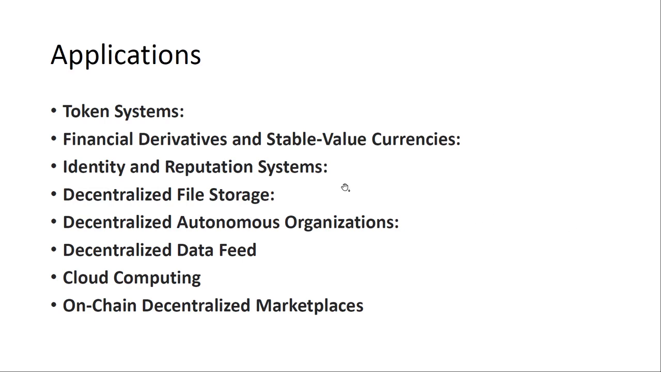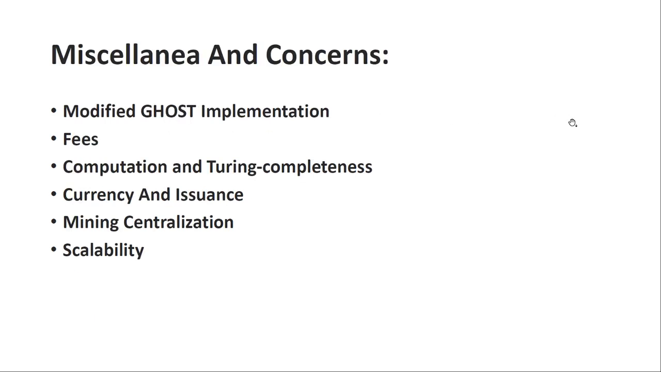Every day new applications are coming on, and we'll see what happens next. Then we have some concerns. Every technology has some drawbacks. Ethereum, like Bitcoin, also has some drawbacks. The first one is the modified GHOST implementation. GHOST means greedy heaviest observed subtree.